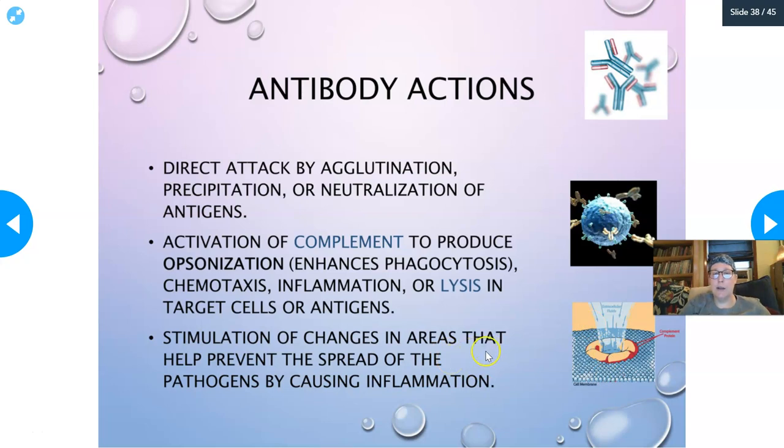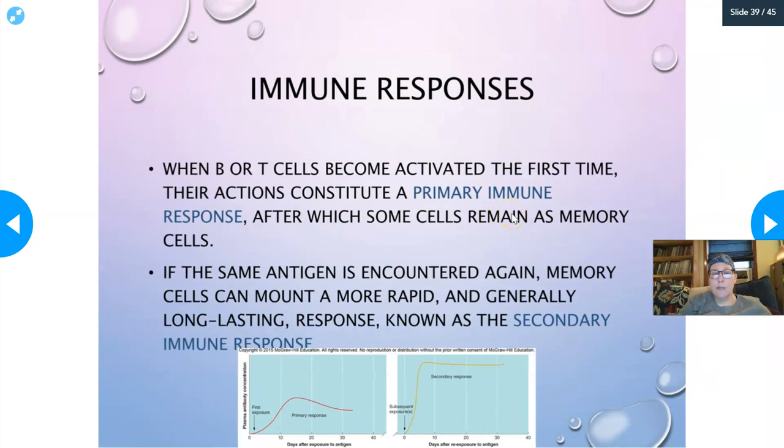Stimulation of changes in areas that help prevent the spread of pathogens by causing inflammation is the last of the antibody actions. So let's talk a little bit about the different types of immune responses. When B or T cells become activated the first time, it is called a primary immune response, after which some cells remain as memory cells. The first time you ever see a virus, especially a novel virus, like this new coronavirus, that was part of the problem: we had never seen it before, so nobody had any memory immunity to it, and everybody encountering it is producing a primary immune response.